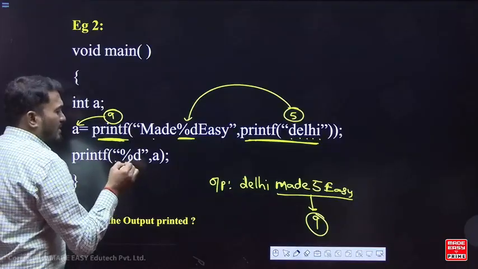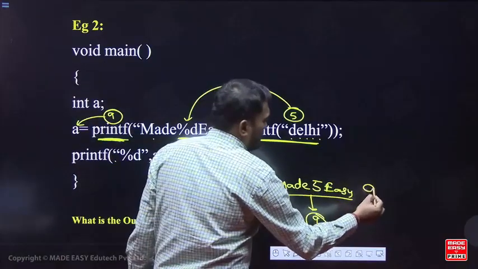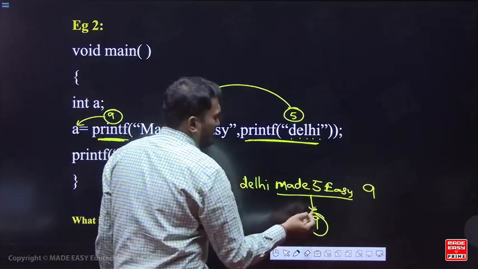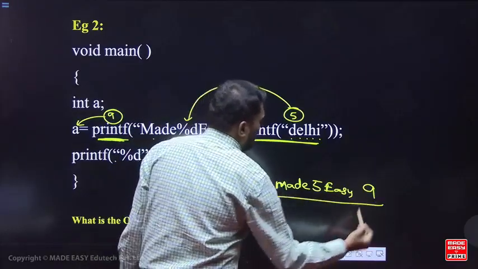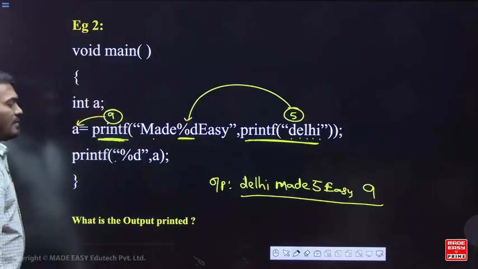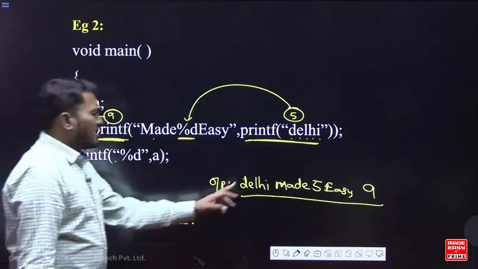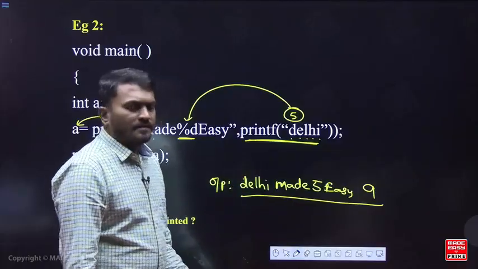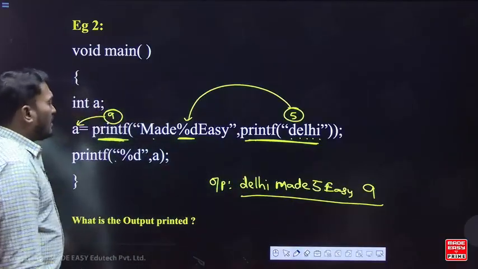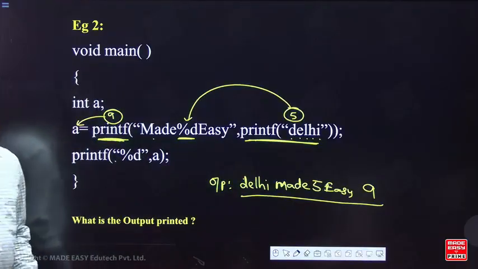Now, if I say printf %ld a, next it will print what? 9 will be printed. So this is the answer you are going to get: Delhi made 5 easy and 9. There are no spaces here, don't consider any space. Just for understanding, I am writing the space here. I am just repeating once again if anybody has doubt.